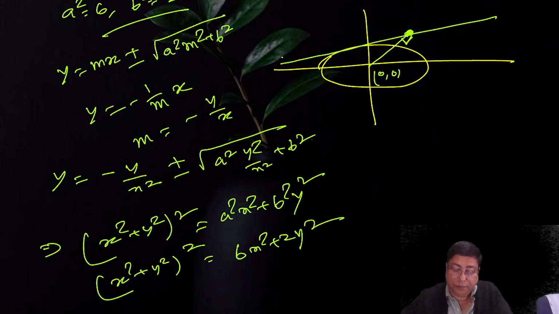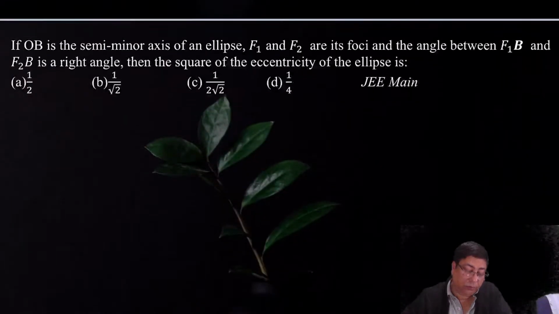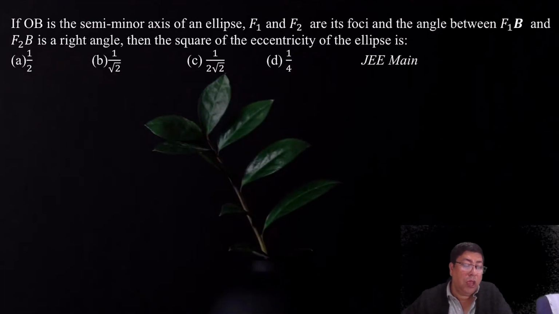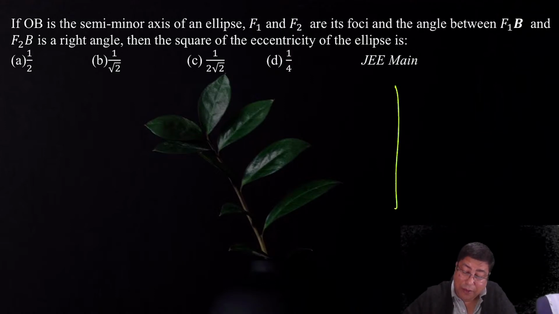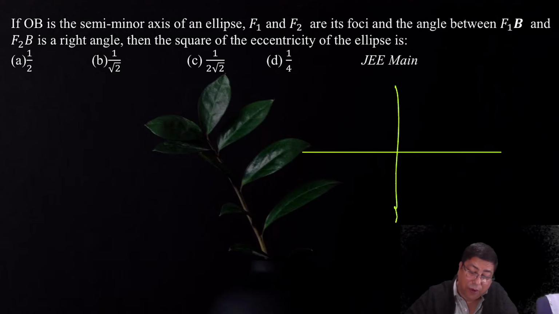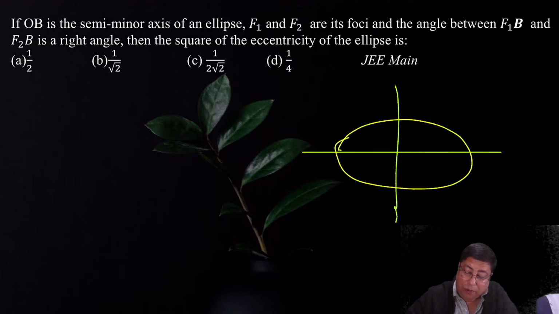Let's go to the next sum. If OB is the semi-minor axis of the ellipse, F1, F2 are the foci, and the angle between F1B and F2B is a right angle, then the square of the eccentricity of the ellipse is. So let us draw the diagram. It is better for us. If we draw the diagram, it will be better for us. So let's draw the diagram.